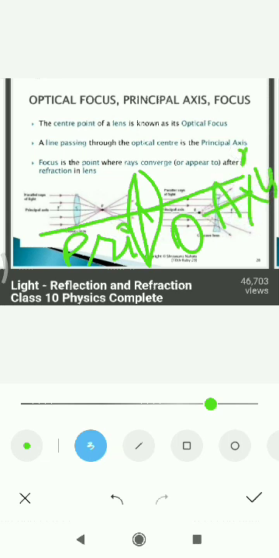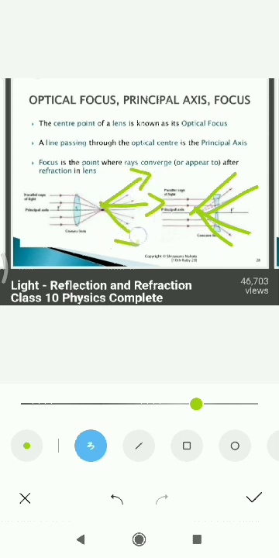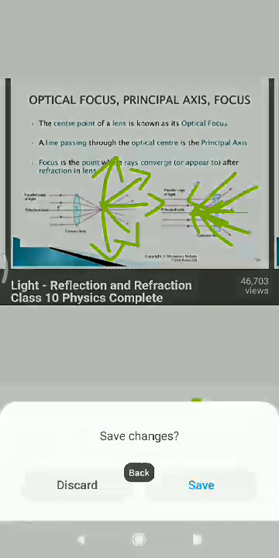Focus is the point where the light rays converge after refraction by the lens. So focus is the point where light rays converge or diverge. Here they are diverging because this is concave. In convex they converge. Convex they converge, concave they diverge.